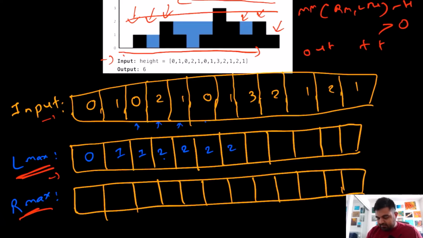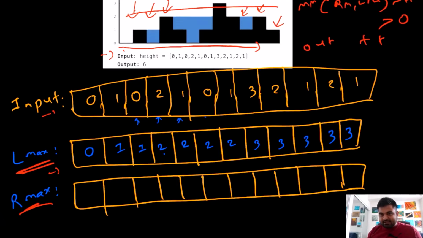Now this is 3, which means that the left max height we can find is actually 3. This is 2, so the left max height we can find is actually 3. Again 3, again 3, and again 3. So this is how we can fill out this left max table.